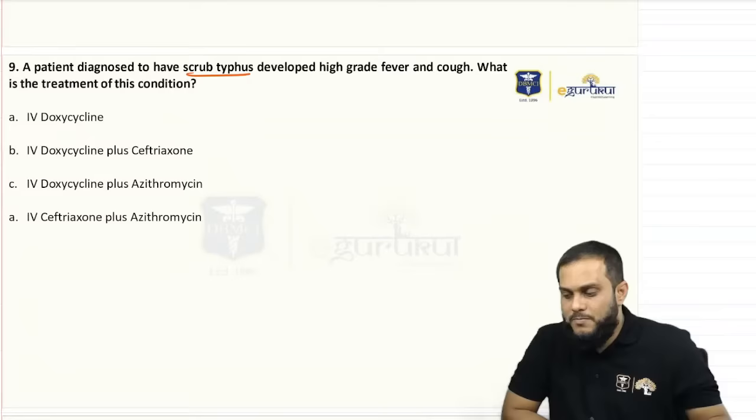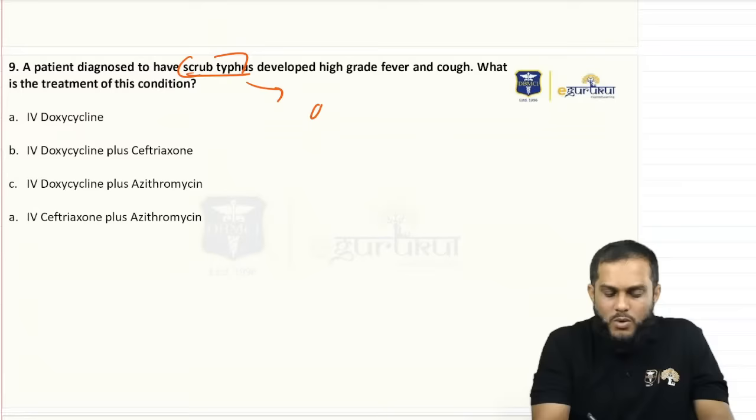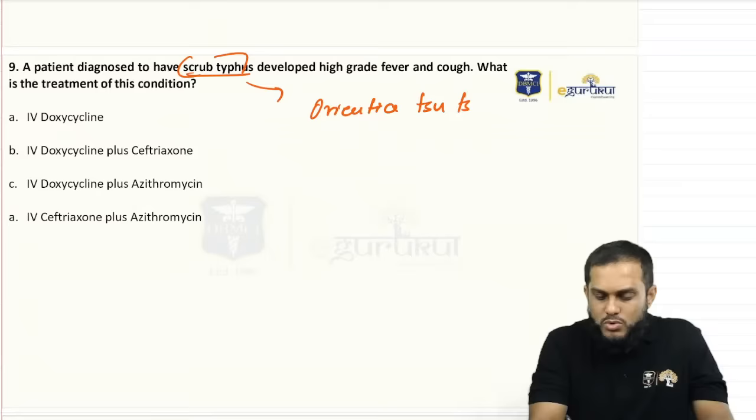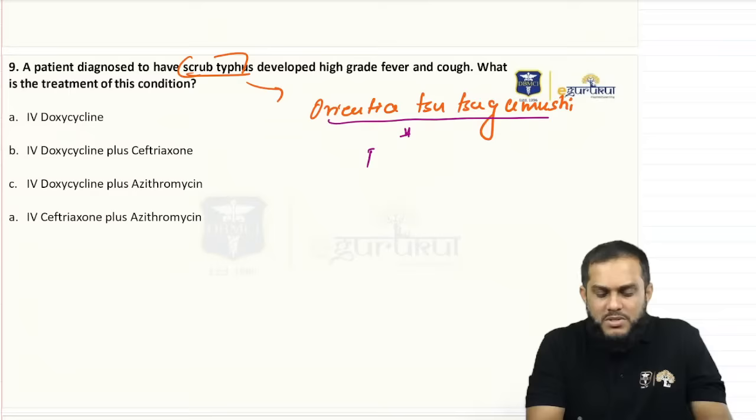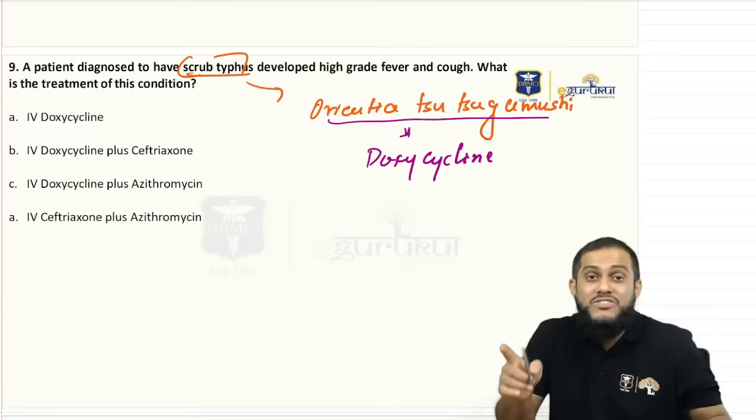Scrub typhus is caused by Orientia tsutsugamushi, which is an organism that is a cousin of Rickettsia. It belongs to the Rickettsia family. And the drug of choice for most of the Rickettsia family members is doxycycline. Doxycycline is the drug of choice for Rickettsia and most of its family members.